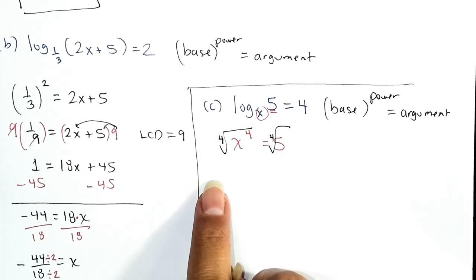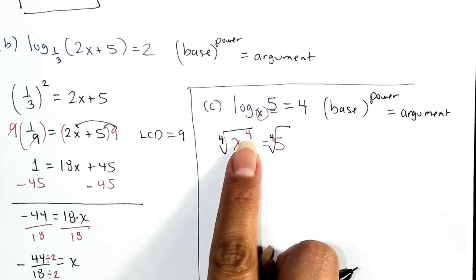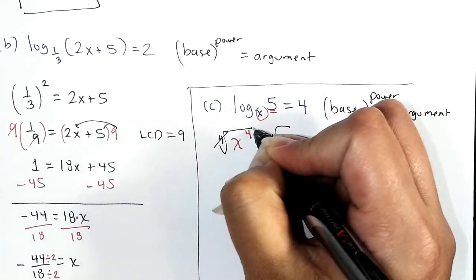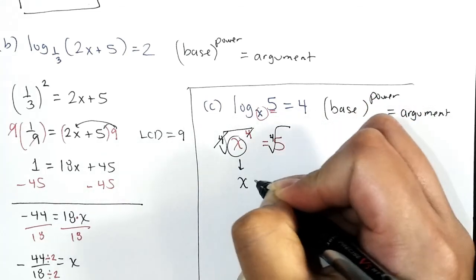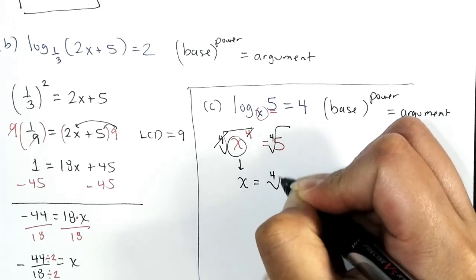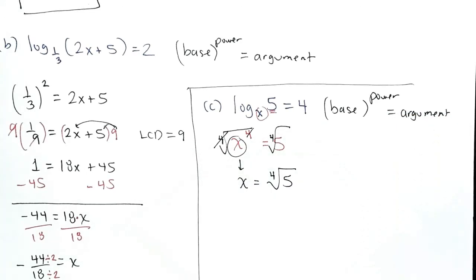So on the left side, index is 4, power is 4. They're the same, so they undo each other. And that will leave us with the radicand of x equals whatever the 4th root of 5 simplifies to. Last time I checked, the 4th root of 5 is already simplified, and that will be our answer.